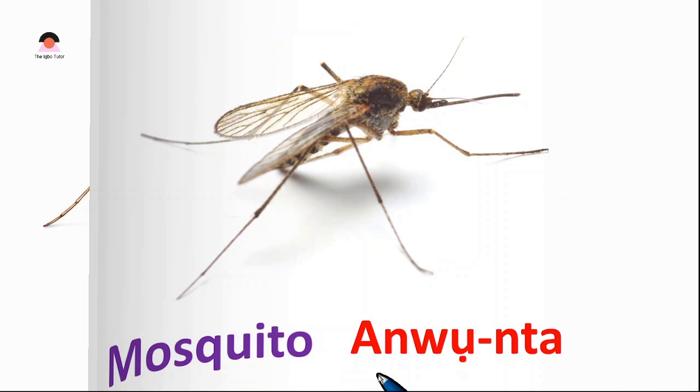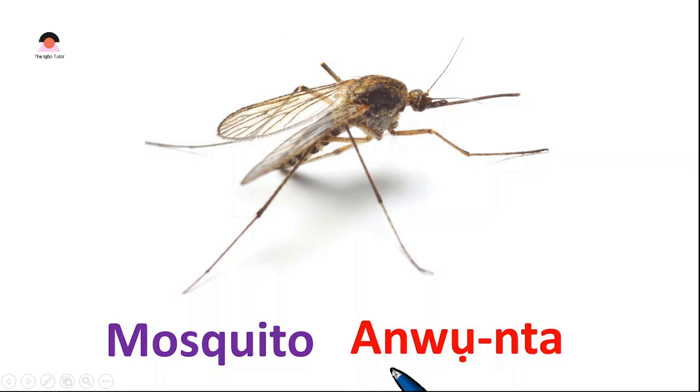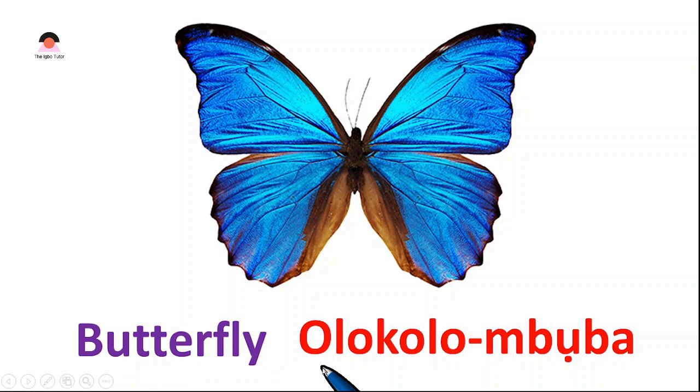Next is mosquito. What's the name in Igbo? Anwunta. That is mosquito. Move on from here. Next, we have butterfly. Butterfly is called olokolombuba. Some will call it ulukulu, but it's olokolo, whichever. Olokolombuba. That is butterfly.